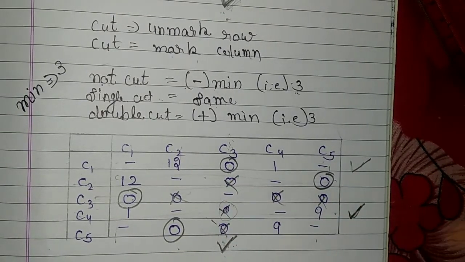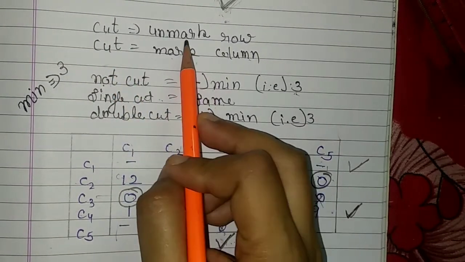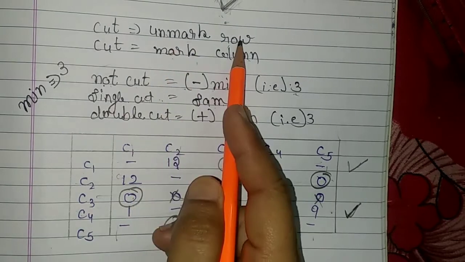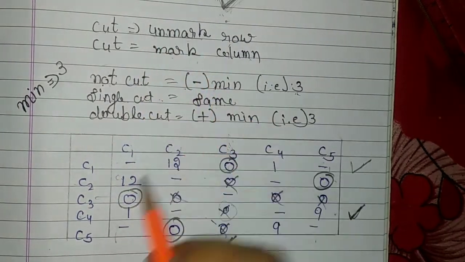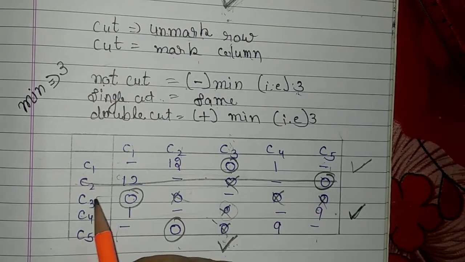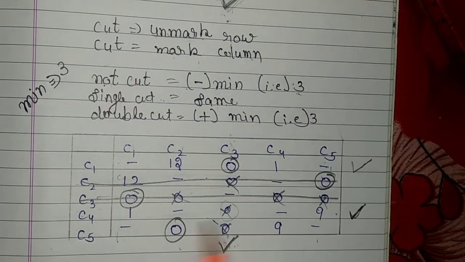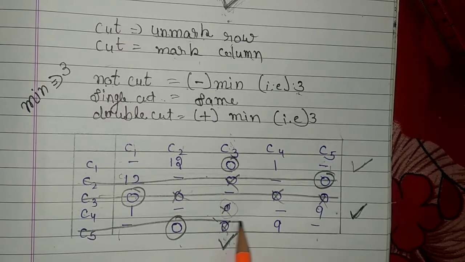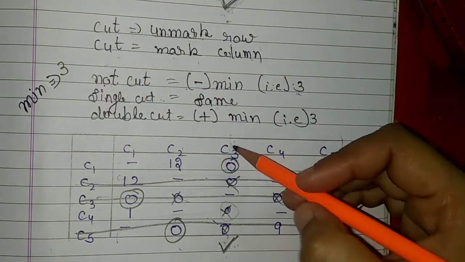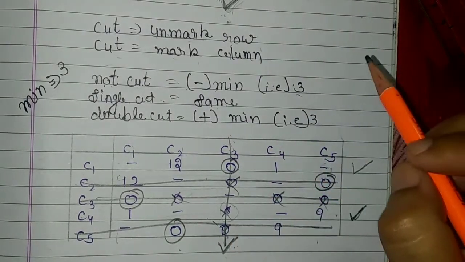Now cut the unmarked rows. C2 is unmarked, so we cut it. C3 is unmarked, so we cut it. C5 is unmarked, so we cut it. And cut the marked column. C3 is unmarked, so we cut it.